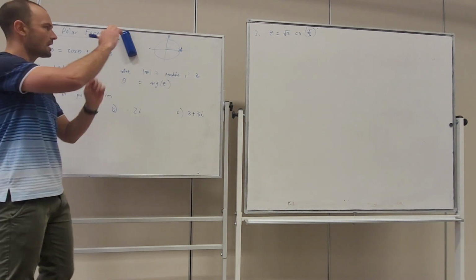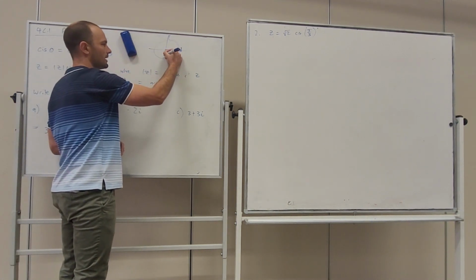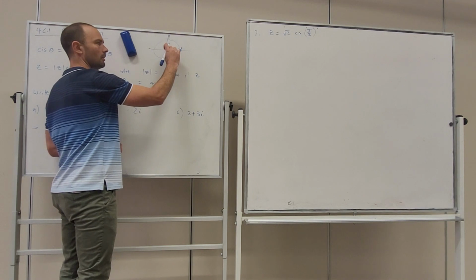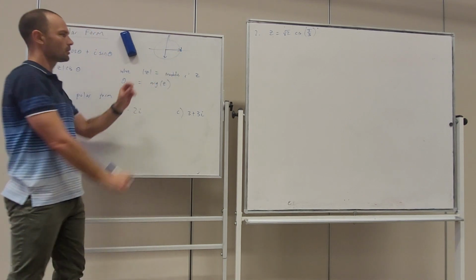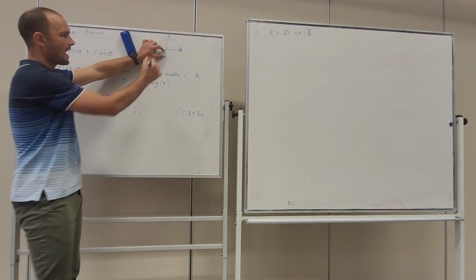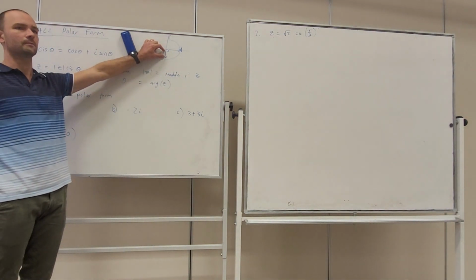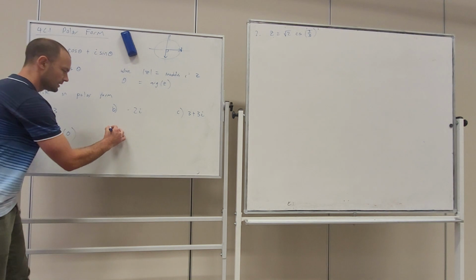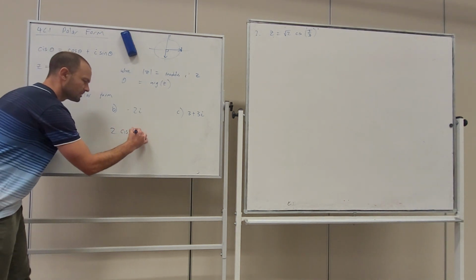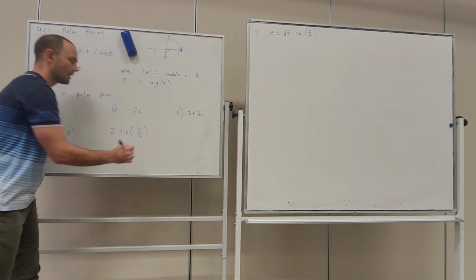If I have minus 2i, the modulus can never be negative. So what's going on with minus 2i is that it's going to be this number here. It's got a length of 2, the modulus is 2 units, and the angle is pi on 2 units in the negative direction. So this number in polar form is going to be 2 cis minus pi on 2.